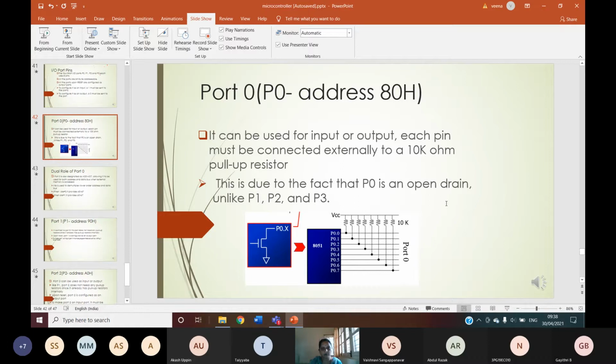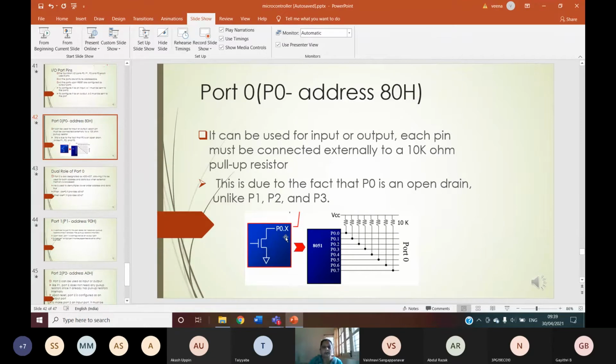Same here, port 0 can be configured as an input or output port. Since each port is bit addressable, I can access it as P0.1, P0.2, P0.3, like this, to access a corresponding bit.